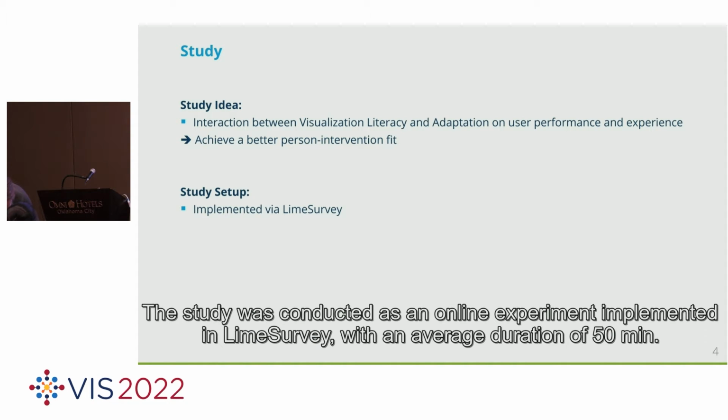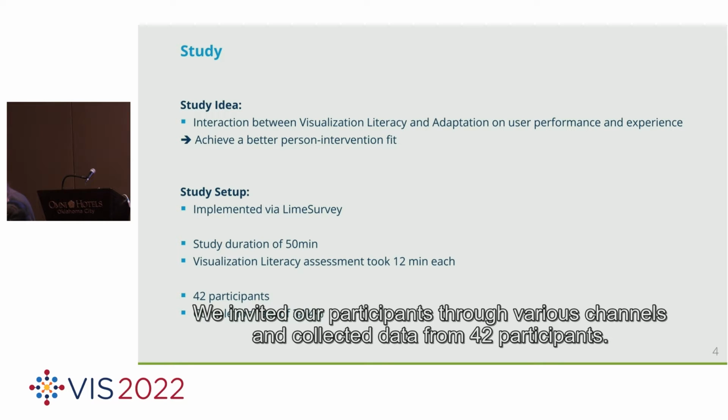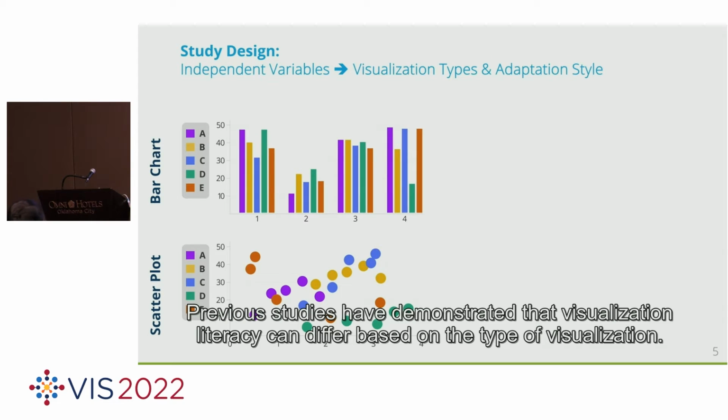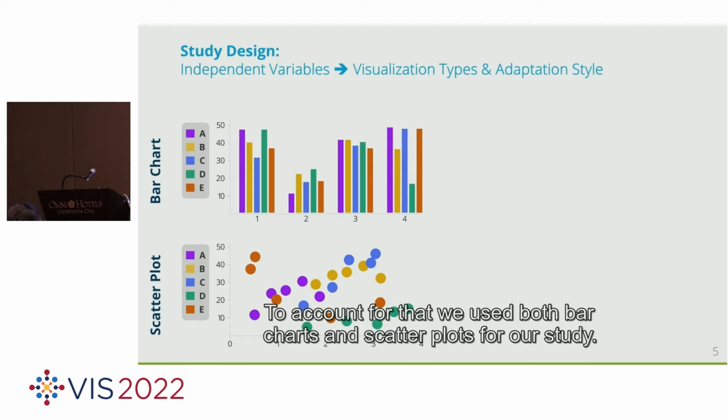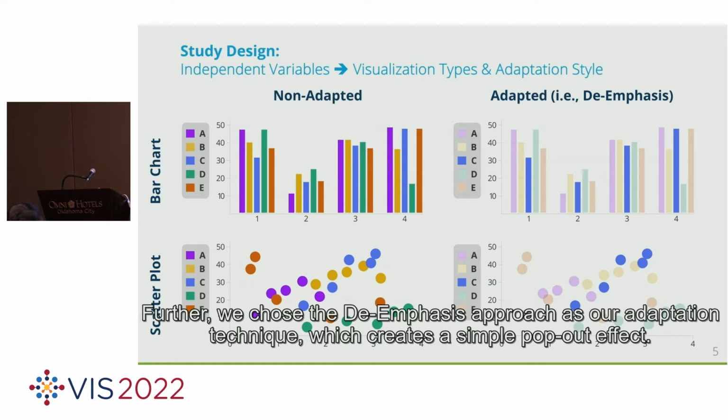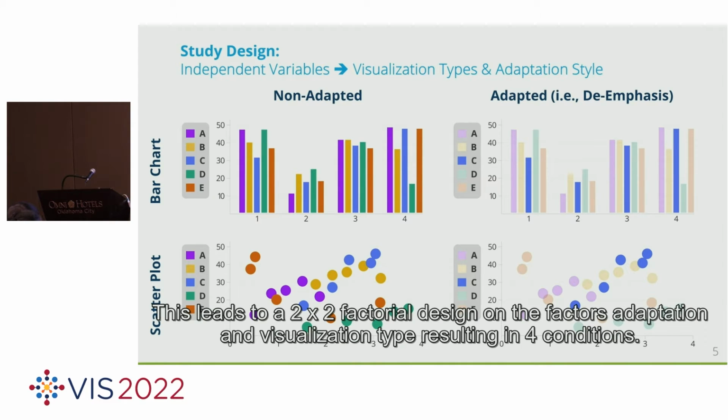The study was conducted as an online experiment implemented in LimeSurvey, with an average duration of 50 minutes. We invited our participants through various channels and collected data from 42 participants. Previous studies have demonstrated that visualization literacy can differ based on the type of visualization. To account for that, we used both bar charts and scatter plots for our study. Further, we chose the de-emphasis approach as our adaptation technique, which creates a simple pop-out effect. This leads to a 2x2 factorial design on the factors adaptation and visualization type, resulting in 4 conditions.